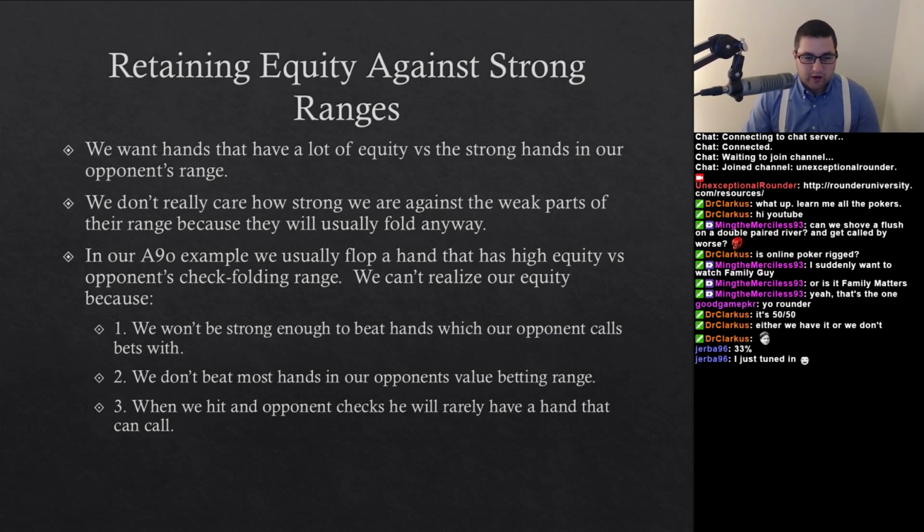One, we're not going to be strong enough to beat hands which our opponent calls bets with. If we're betting with Ace-9 offsuit, on most boards we're going to have a medium strength hand, and our opponent is going to fold all but the hands that beat us. When our opponent value bets, we are probably not going to beat many of the hands in their range that they're betting, so we don't expect worse hands to call or to value bet against us. And when we do hit and our opponent checks, he will rarely have a hand that will call. Let's talk a little more about that before I ask for questions.